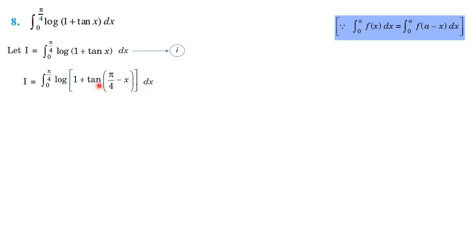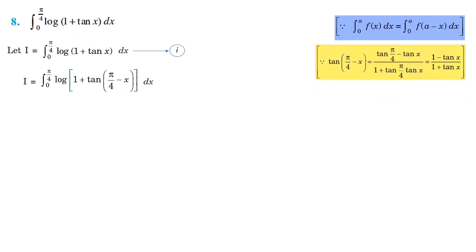Now when you see this portion, tan of pi by 4 minus x, it is in the form tan of a minus b. We know that tan of a minus b is tan a minus tan b divided by 1 plus tan a tan b. This is the expansion. So tan of pi by 4 minus x is tan pi by 4 minus tan x divided by 1 plus tan pi by 4 into tan x. Tan pi by 4 we know the value, it is 1. So 1 minus tan x by 1 plus 1 into tan x, and 1 into tan x is tan x. So finally we are getting 1 minus tan x by 1 plus tan x.